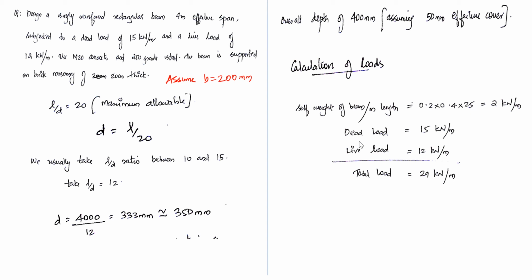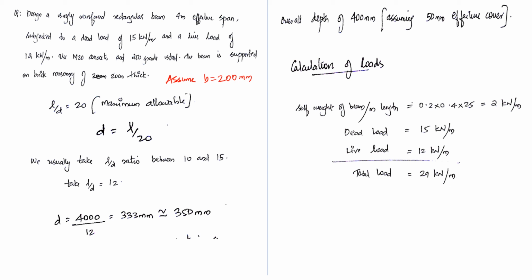In the question, it is given the dead load acting on the beam is 15 kN per meter, and the live load acting on the beam is 12 kN per meter. So the total load you will get is 12 plus 15 plus 2, that is 29 kN per meter. Now this is the working load acting on the beam.